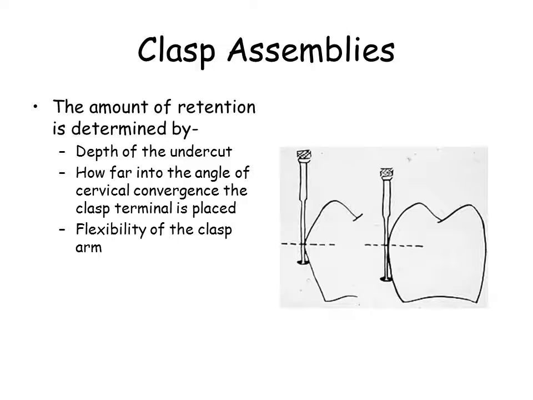The amount of retention is determined by the depth of the undercut, the angle of cervical gingival convergence and mechanical properties of the clasp, such as flexibility. In this example, the undercuts are equivalent, but the one on the left is more retentive, because the path of dislodgement is steeper. It has a greater angle of convergence.